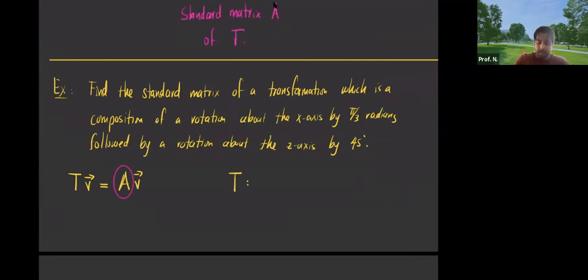The transformation that I'm dealing with is a rotation about the x-axis followed by a rotation about the z-axis. And of course, this is going to be pi/3. So theta here is pi/3 and theta here is 45 degrees. So then you have to go back. What is the rotation matrix for Rx, right?